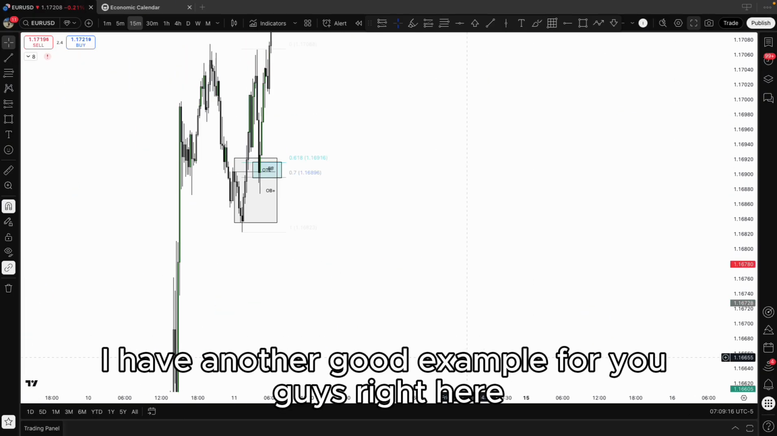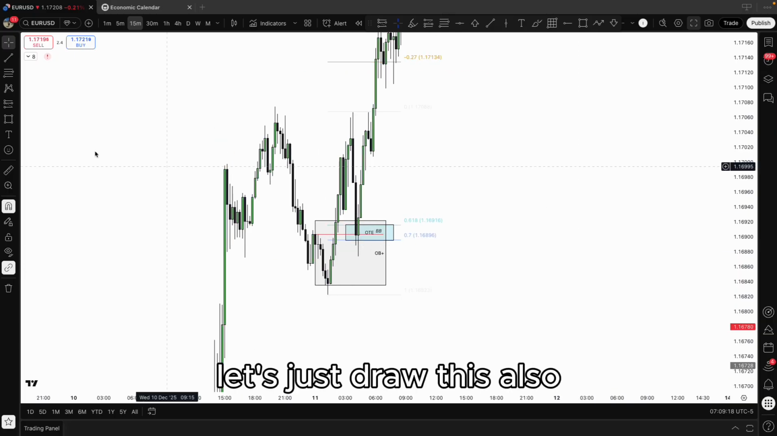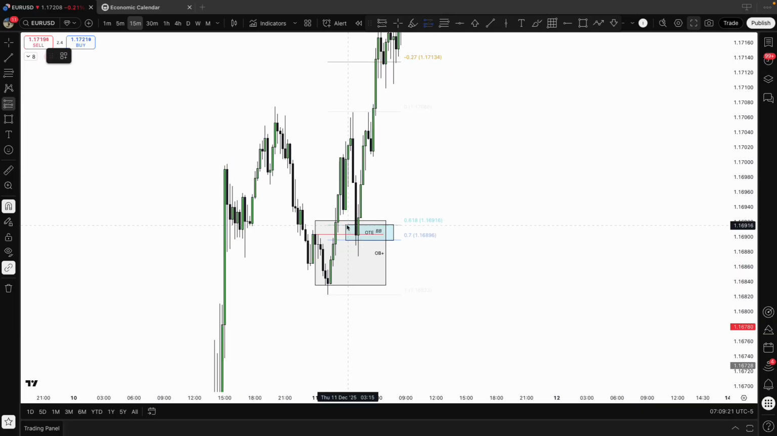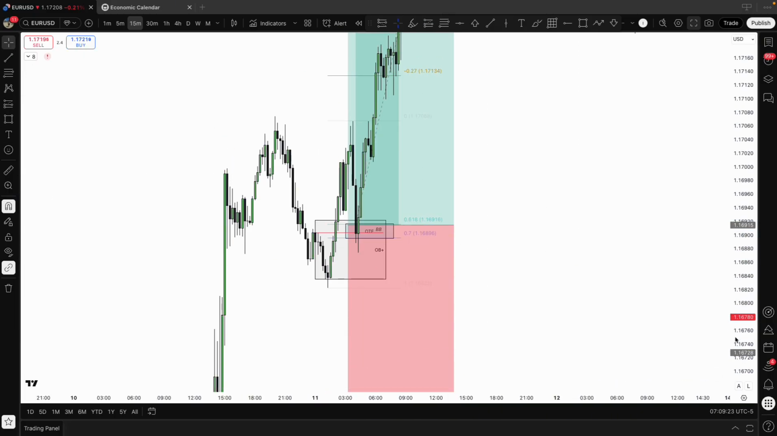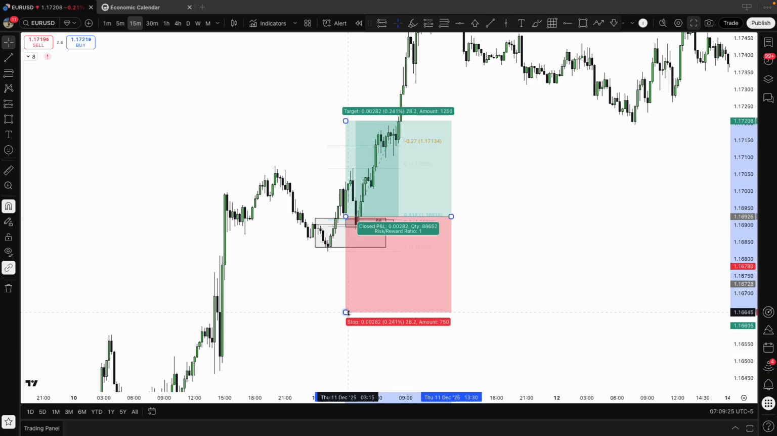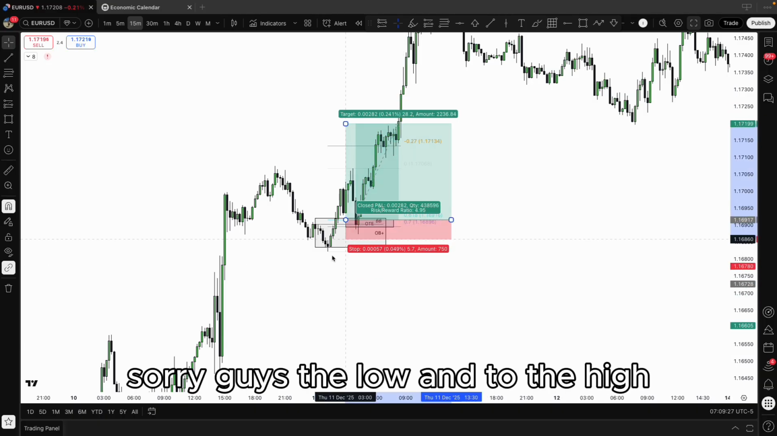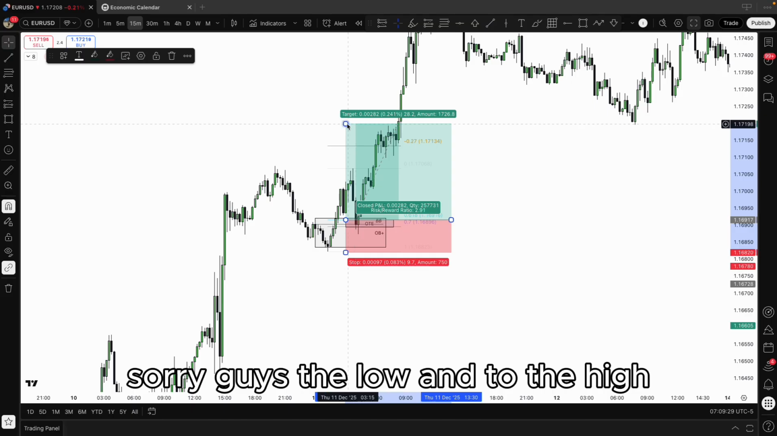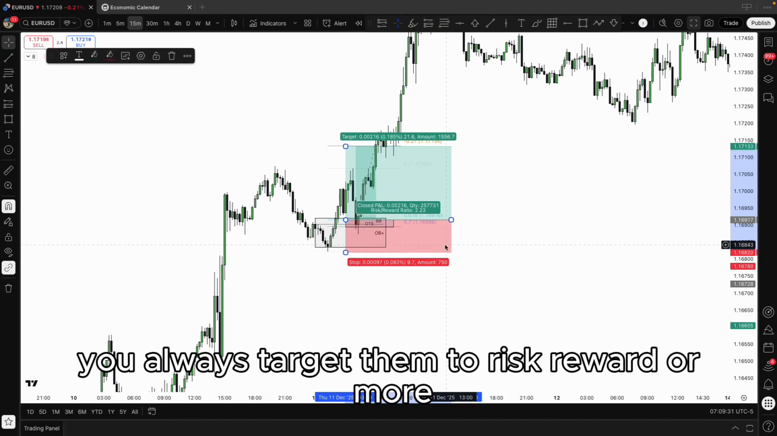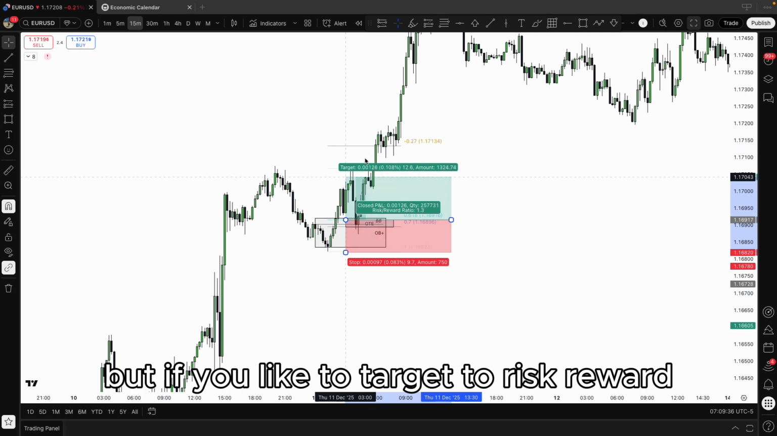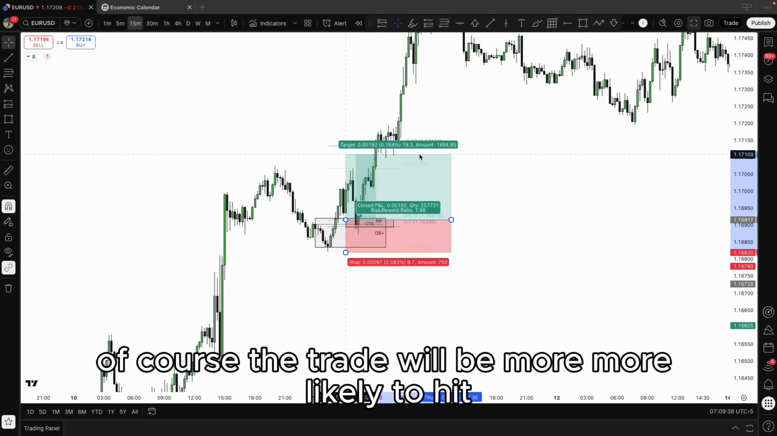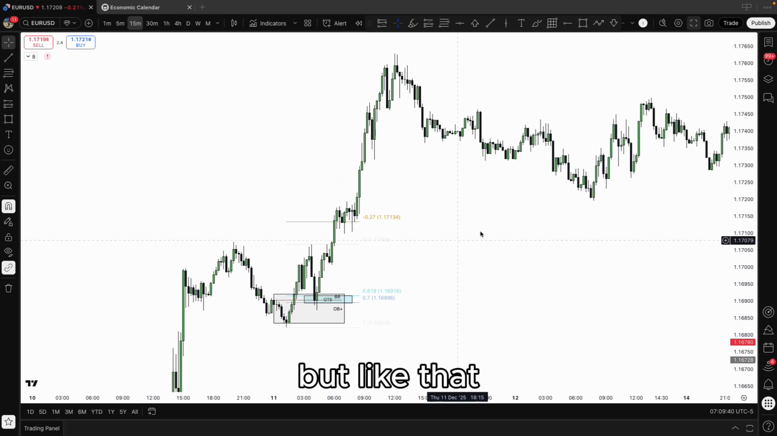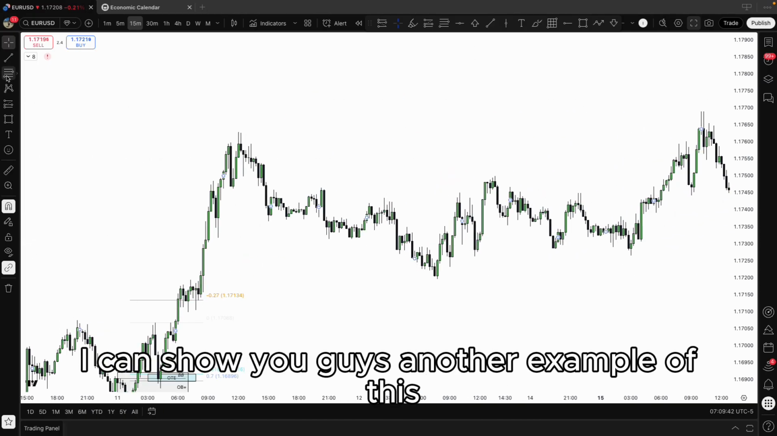I have another good example for you guys right here. Let's just draw this also, like this. Sorry, guys, from the low to the high. You always target then 2 risk reward or more. If you like to target 2 risk reward, of course the trade will be more likely to hit. But like that. I can show you guys another example of this.